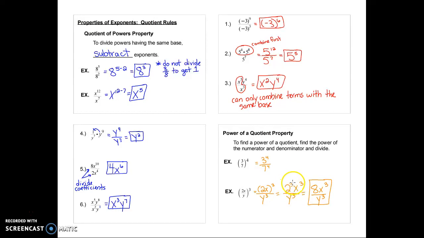Remember, that means it's telling you how many 2's you have. So I have 3 2's. 2 times 2 times 2 is 8. So I have 8x to the 3rd over a y to the 3rd. That's as far as you can take this because your bases of your variables here are not the same, and I don't have any other coefficient here that I can divide that 8 with. So that's going to be your final answer.